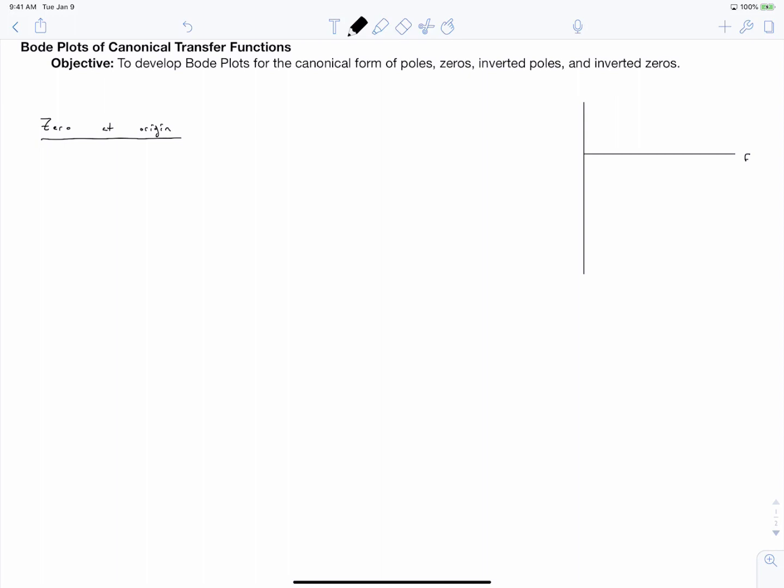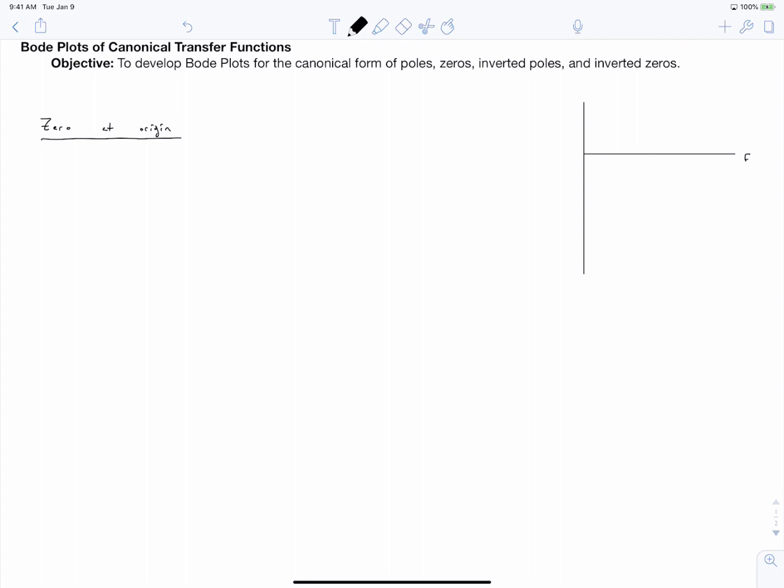The objective of this video is to develop Bode plots for the canonical form of poles, zeros, inverted poles, and inverted zeros. So I want you to create this as a nice table or a nice set of notes in your notebook that you can refer back to. We're going to be drawing the Bode plots for these fundamental forms of zeros, poles, and inverted poles that we define the transfer functions for at the beginning of this controls unit.